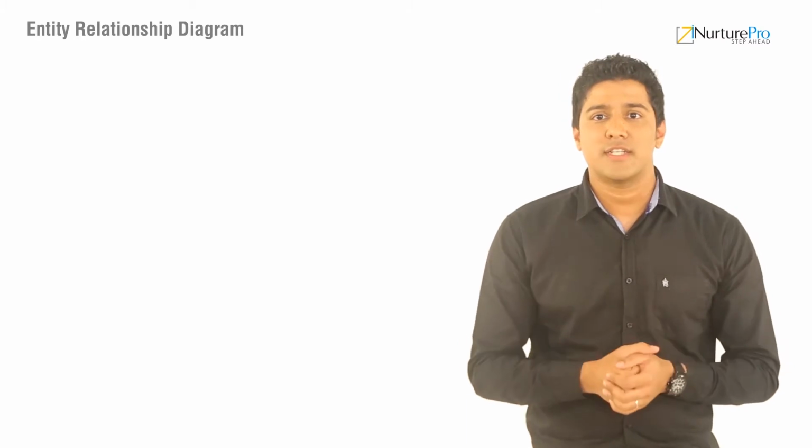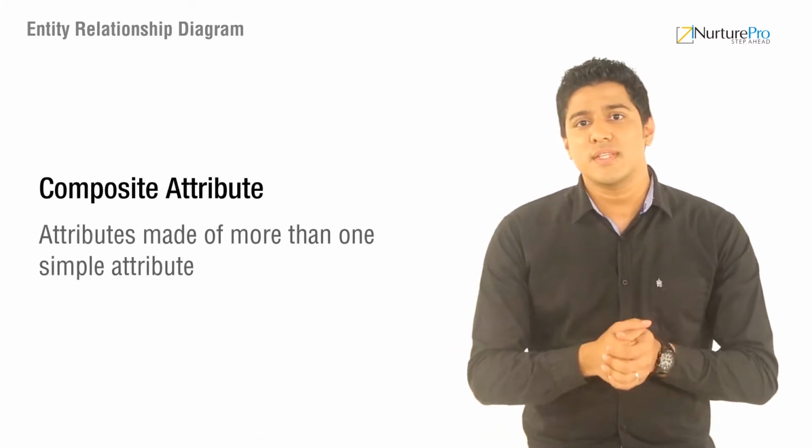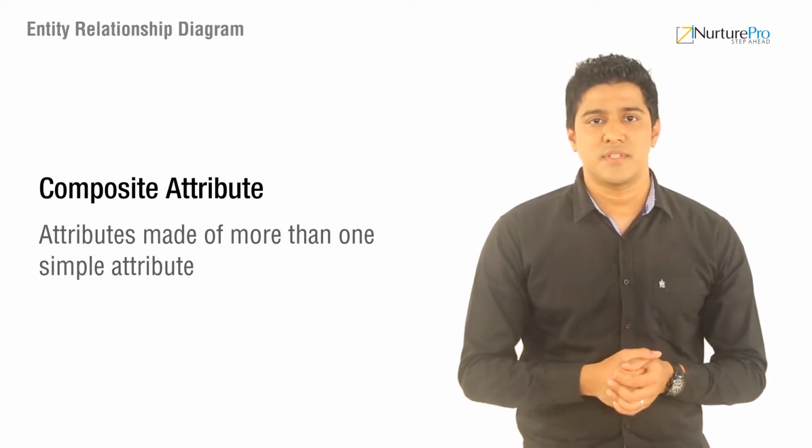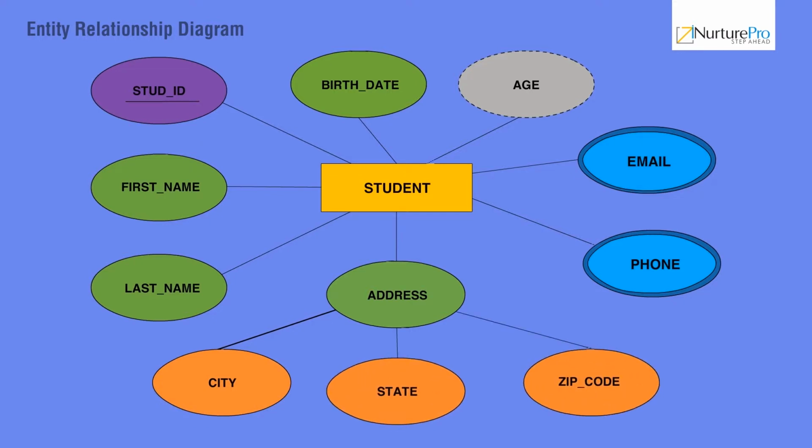An attribute can also be further divided into smaller attributes called a composite attribute, and it is represented using the symbol hierarchical ellipse. Continuing with our example, the address attribute of a student can be divided into smaller attributes as city, state, and zip code.